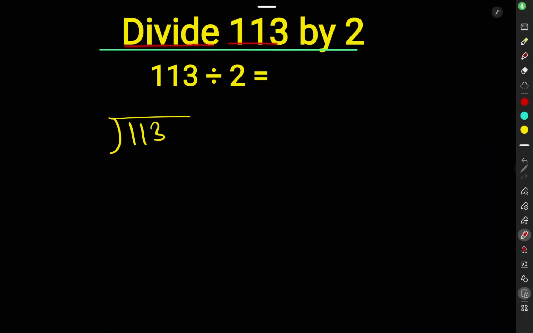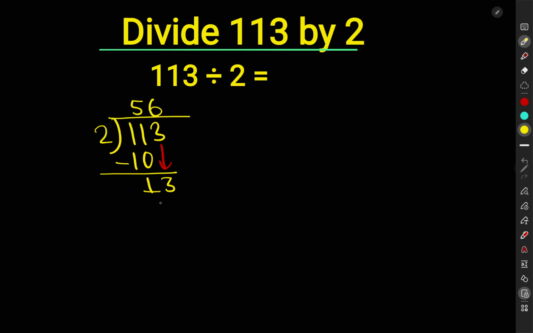Divide 113 by 2. So here 113 is divided by 2 in a long division method. So 2 times 5 means 10. On subtracting we get 1. So now this 1 is less than 2, so we bring down the number beside this, 3.